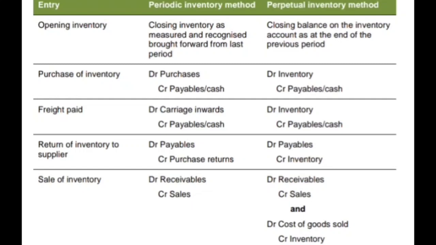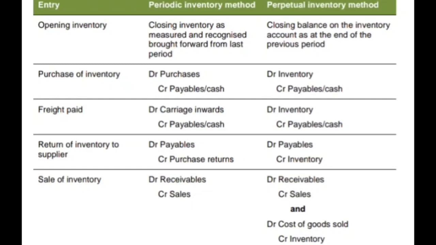Then, return of inventory to the supplier. We shall pass the same entry as we pass in the journal: payables debit and purchase returns credit under the periodic inventory method. But under the perpetual inventory method, you'll debit the payables and credit the inventory account.